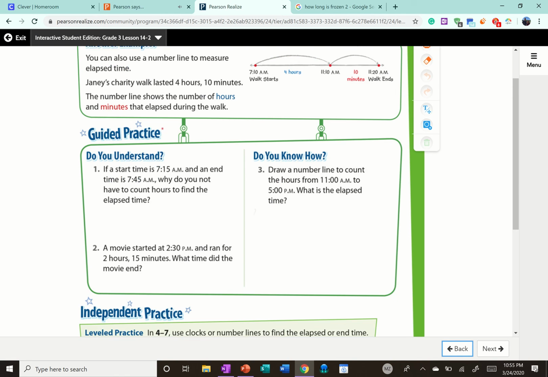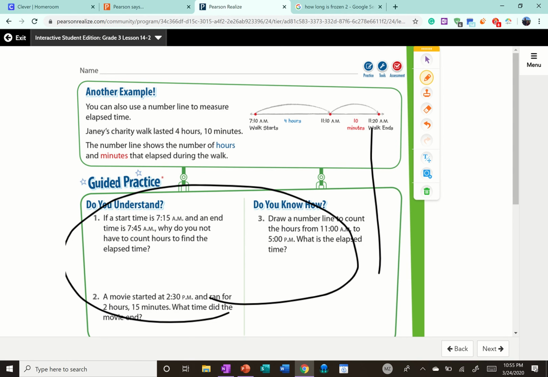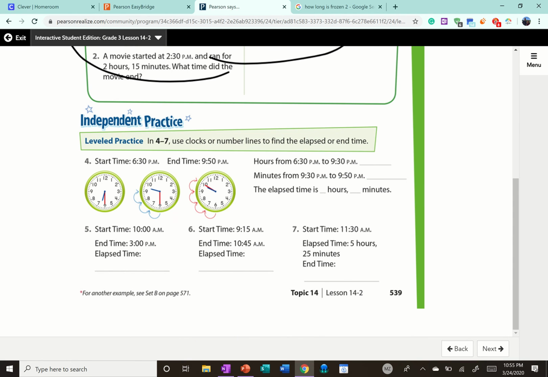All right, so this is what you did yesterday, right here. And this is what we're going to do today. We're going to do number 5, 6, and 7 in page 539. Now, pause the video at this point. Pause it. Try to solve these 3 for yourself, and then unpause to see if your answers are correct. Go ahead and pause.